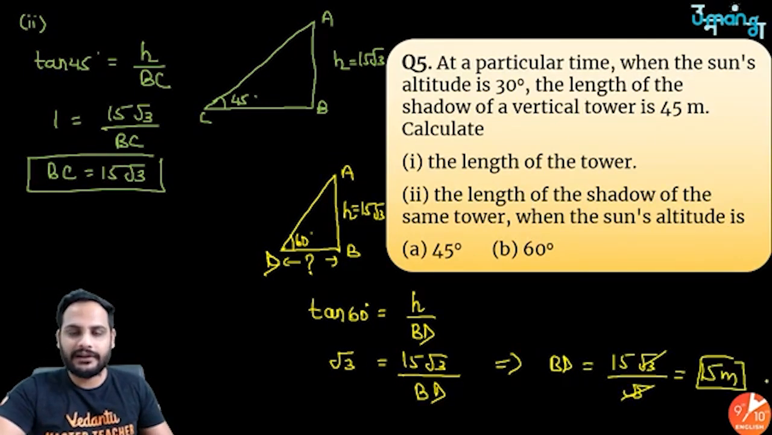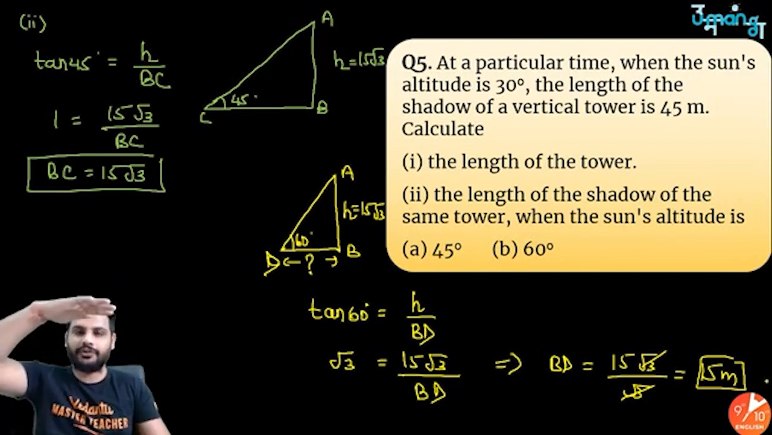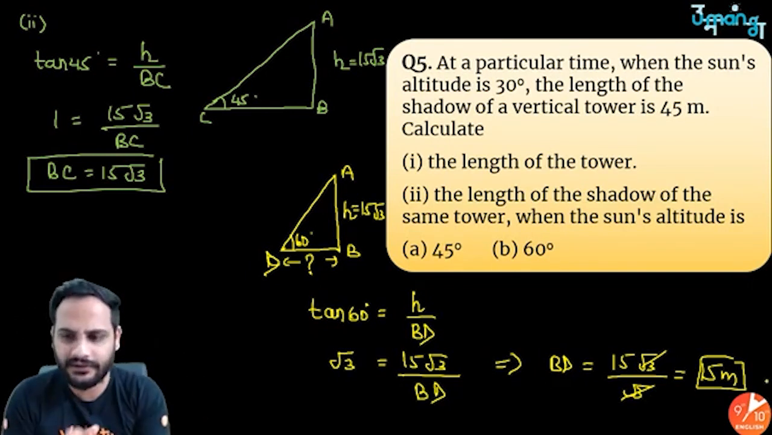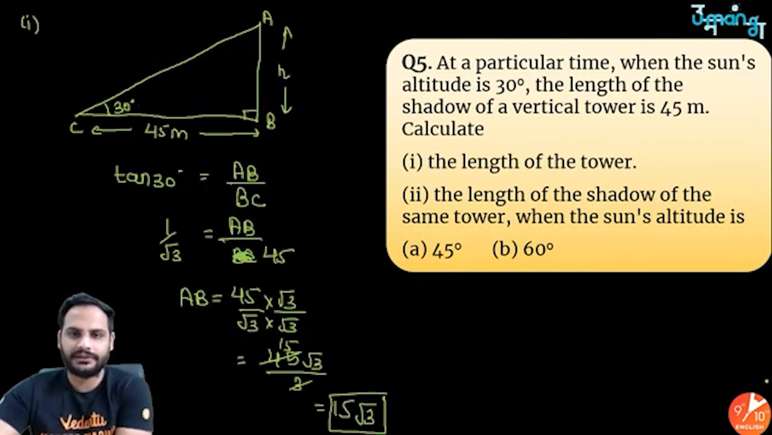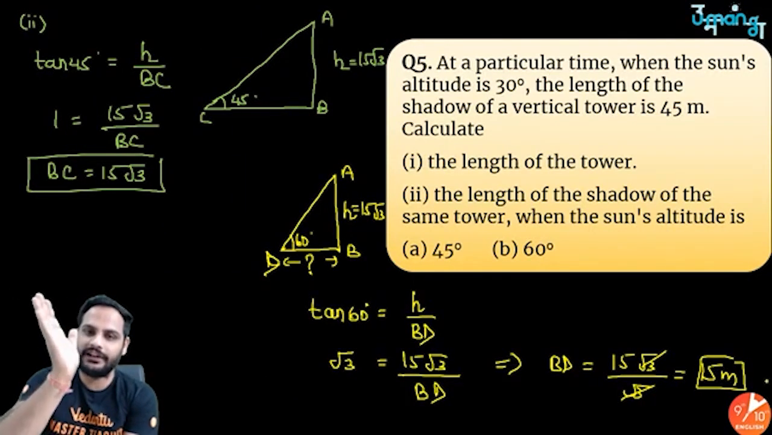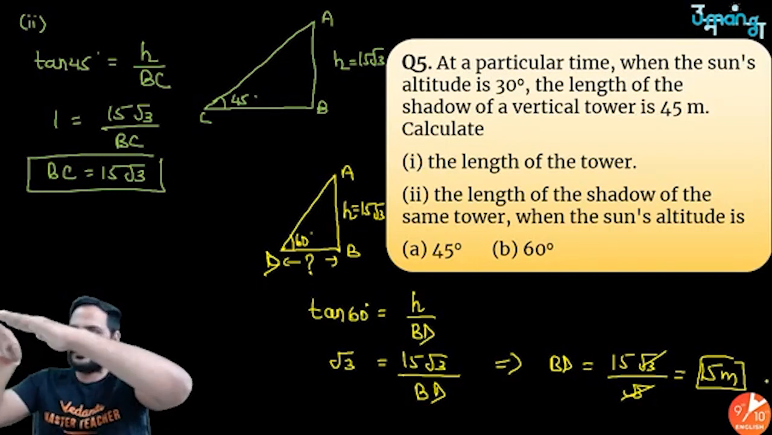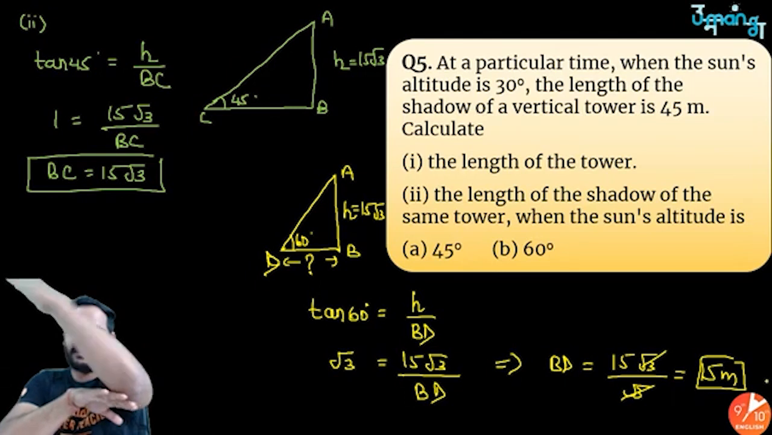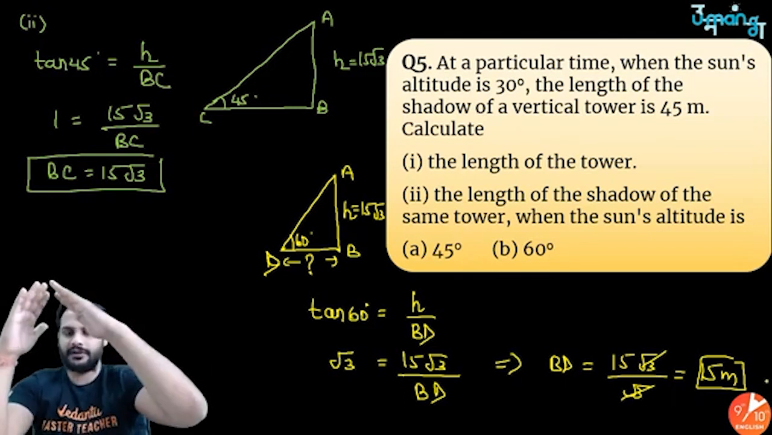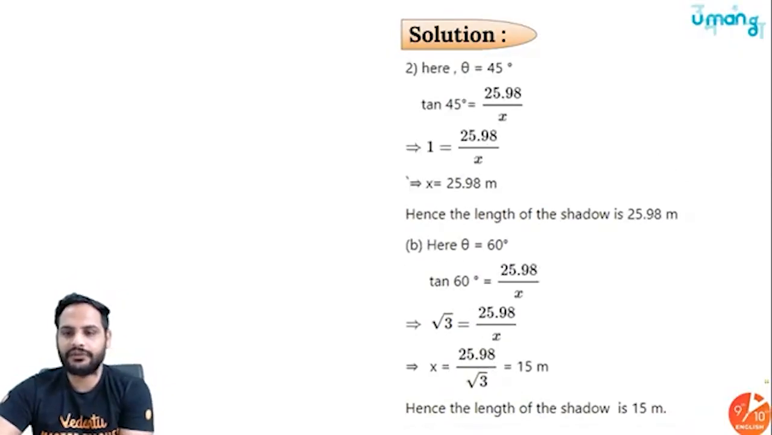Right. So you can clearly see, as the angle of elevation or the sun's altitude is increasing, the shadow length will decrease. That is very correct. So when the sun's altitude increases, the shadow length will automatically decrease. If the rays are coming more flat, the shadow length will be more. If the rays are coming more steep, the shadow length will be less. Got it? Now, let's go for the next question.